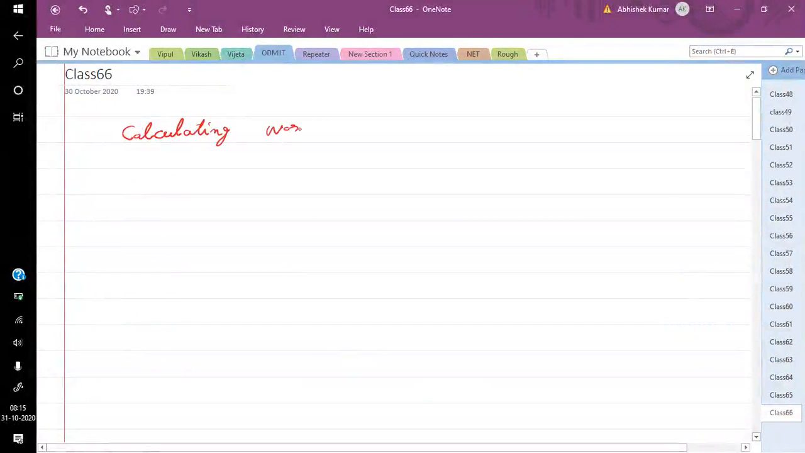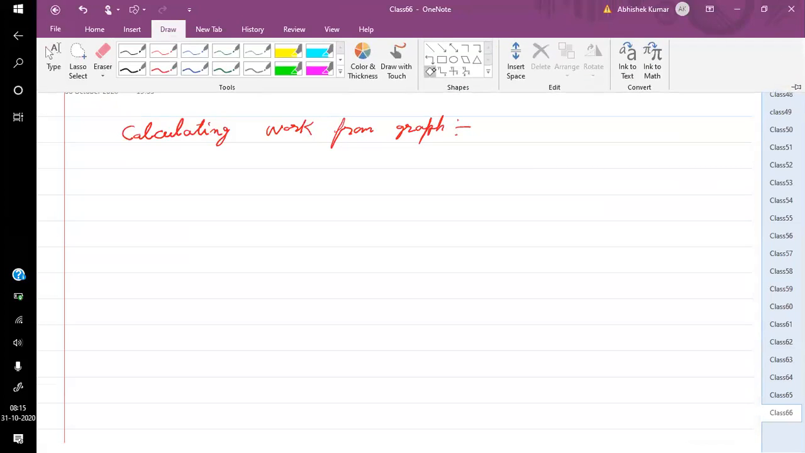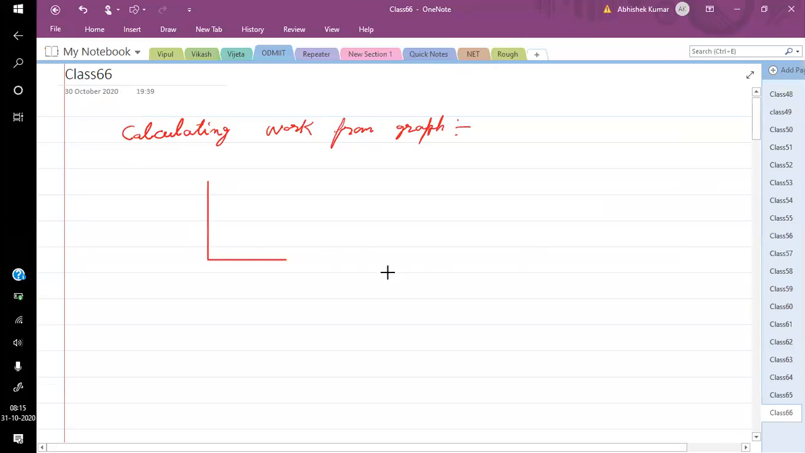Calculating work from graph. Okay, so suppose we are provided an F-s graph. This is displacement s and this is F, and the force is like this, and the points are given.